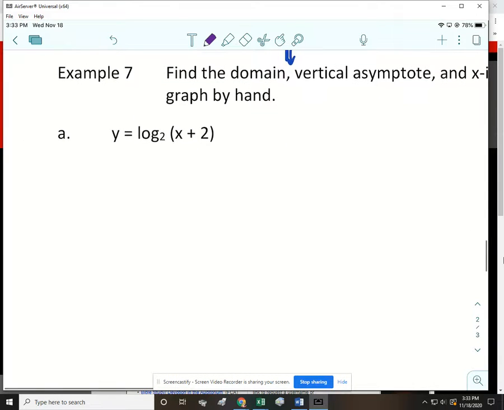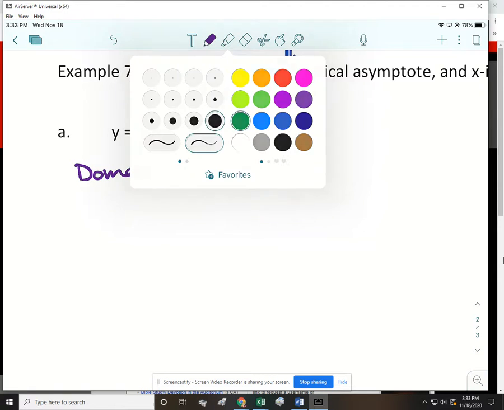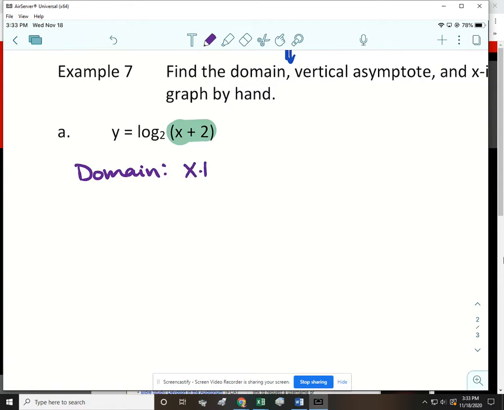Okay, so for A, on all of these logarithmic functions, when we want to find the domain, you take what you're taking the logarithm of. It's the argument, this x plus 2. And you're going to say that that is greater than 0. Now, we do need to take it one step further where we actually solve it for x by subtracting 2. So x is greater than negative 2.